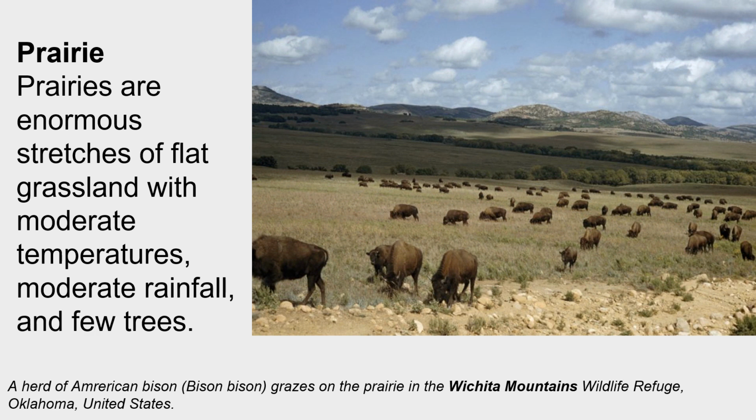Prairie. You can see, that is what a prairie is basically. A huge mass of land with grasses for animals. Prairies are enormous stretches of flat grasslands with moderate temperatures, moderate rainfall, and only a few trees, as you can see. A herd of American bison grazes on the prairie in the Wichita Mountains Wildlife Refuge, Oklahoma, United States. Yeah, so that's basically lots of bison grazing.